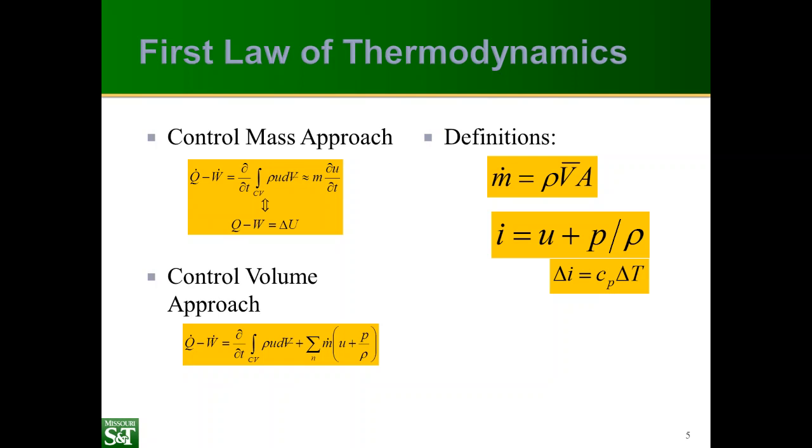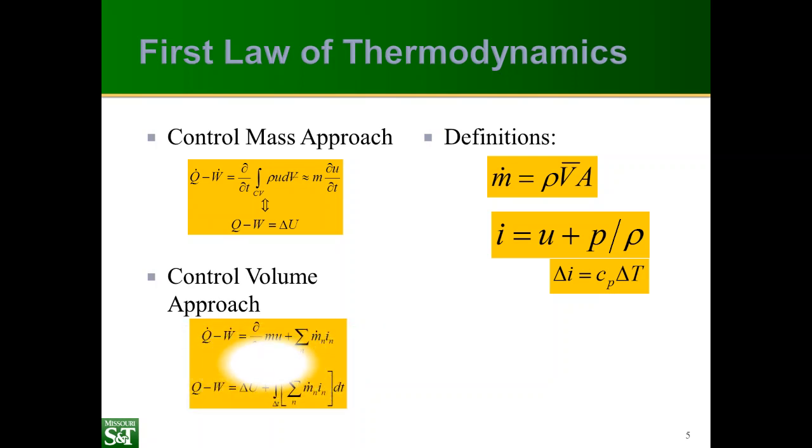So the change in enthalpy then is also described by a specific heat capacity, but in this case, we're looking at C sub P, the specific heat capacity at constant pressure, where before we were looking at C sub V, the specific heat capacity at constant volume. So with these definitions, we can actually simplify this equation even further, and we can convert the integral into a sum over all of the inlets and outlets, and then we can reduce it to the summation of mass flow rate times enthalpy.